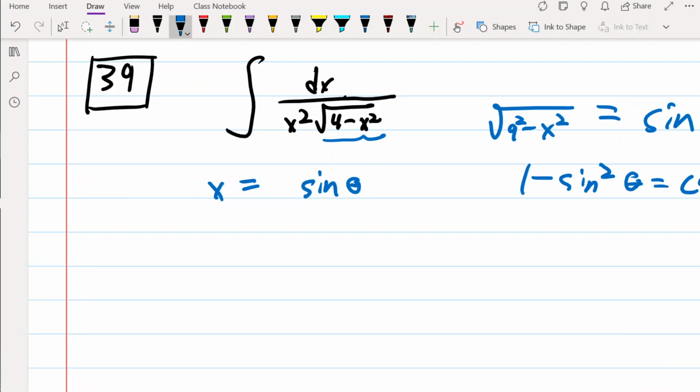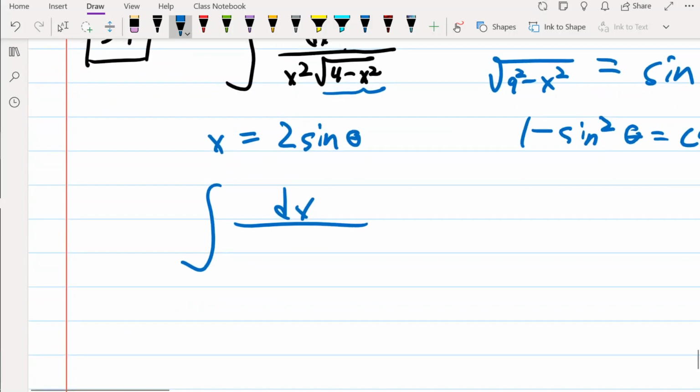The only way that we can do this is if we get rid of this 4, which means we're going to need to have 2 sine of theta. This is because when we input 2 sine of theta in for x, we're going to end up getting 4 sine squared theta. So we'll go like this. So dx over, let's substitute our x in over here, so 2 sine theta times the square root of 4 minus 2 sine theta squared.